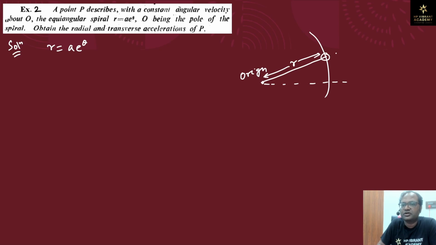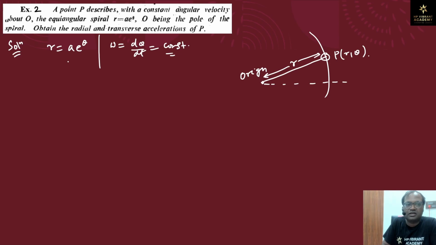So let us consider this point P as (r, theta). Obtain the radial and transverse acceleration. So what we have is that there is a point P on this curve, and the angular velocity is constant. That means omega is equal to d theta upon dt is equal to constant, and we have r equal to a e to the power theta.